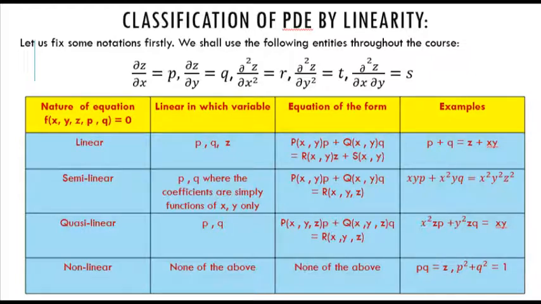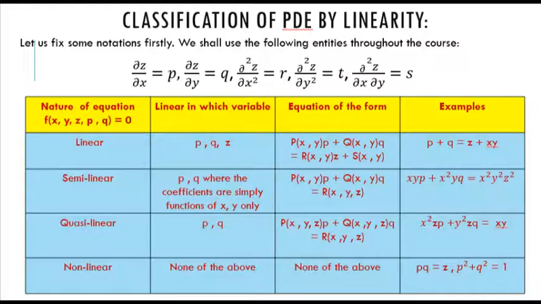What is semi-linear? Semi-linear means the equation is linear only in p and q, and the coefficients of p and q are functions of x and y only. So for example, P(x,y)·p + Q(x,y)·q = R(x,y,z). That will be the form of a semi-linear equation, meaning the right side will contain x, y and z simultaneously. For example, xy·p + x²y·q = x²y²z². So this is an example of semi-linear.